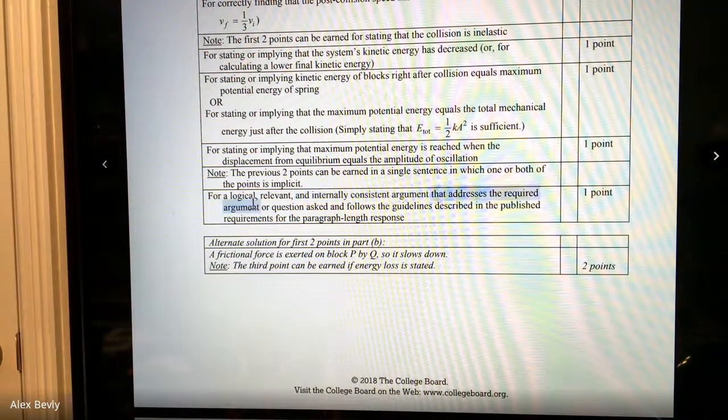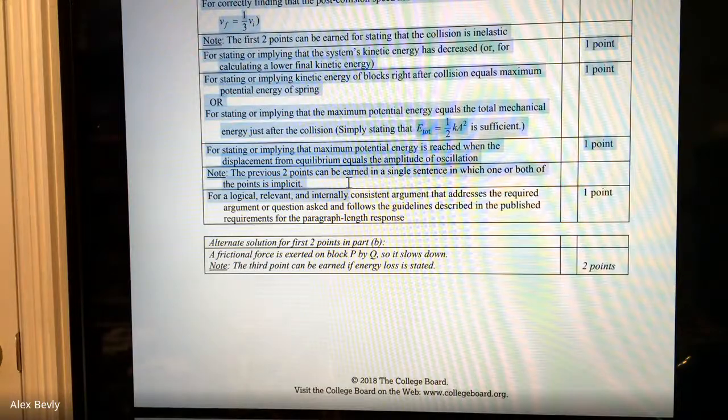It addresses the required argument or question asked. So as long as you're talking about the amplitude and you're going on about things that are relevant to the question, and then you follow the guidelines, so pretty much you actually explain things in words, then you get this point. So you can get everything here wrong and still get this last point.